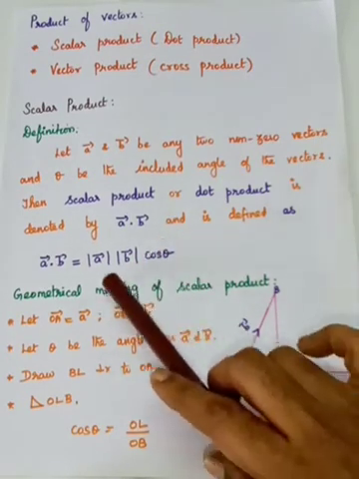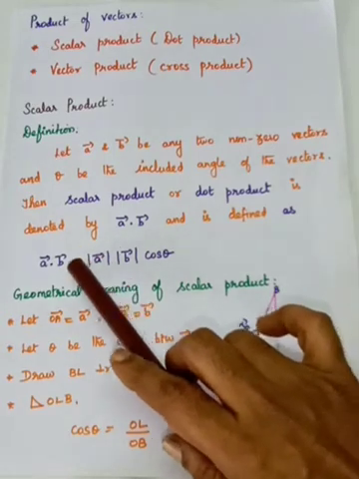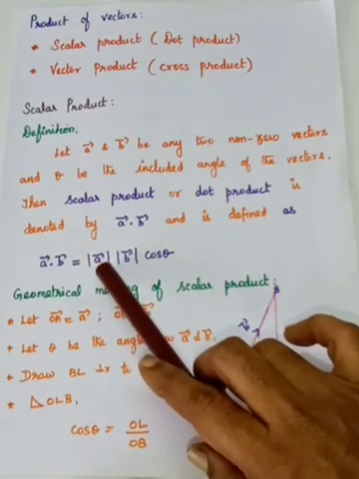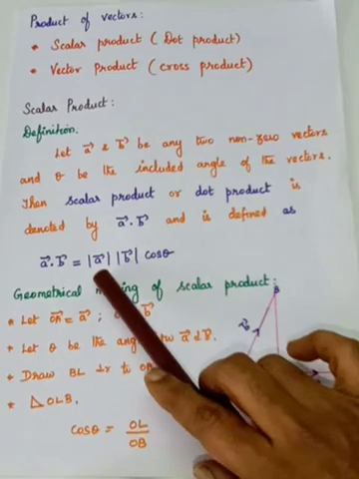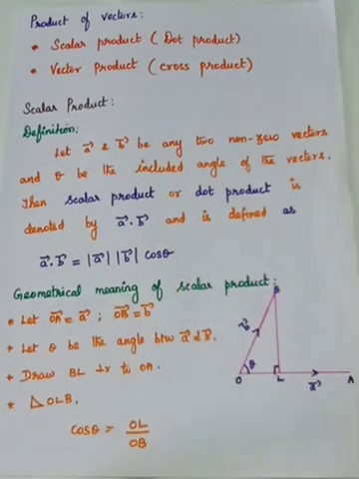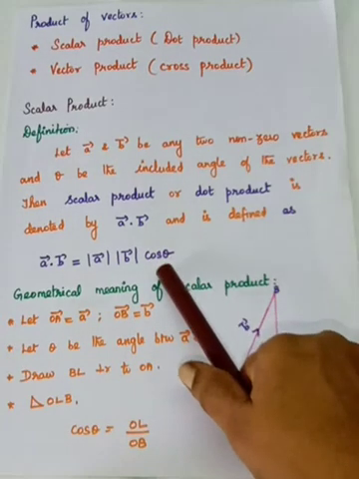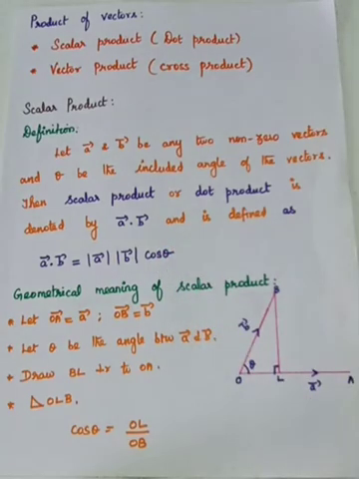See, modulus of A vector. A vector is a vector, but when you write the modulus, it is a number. So modulus of A vector is a number. In the same way, modulus of B vector is also a number. And what about cos theta? Suppose the angle is 30 degree, that means cos 30 degree, which is root 3 by 2. So root 3 by 2 is a number.